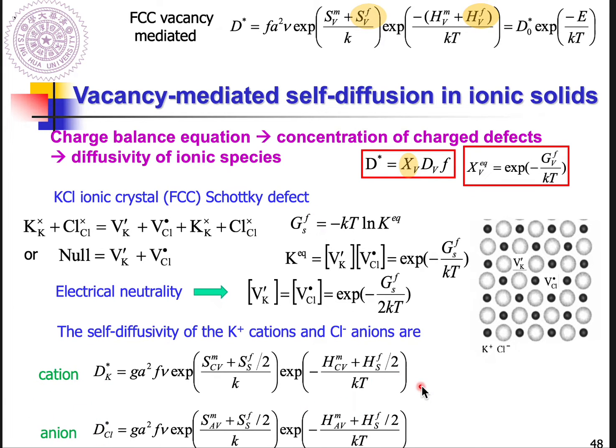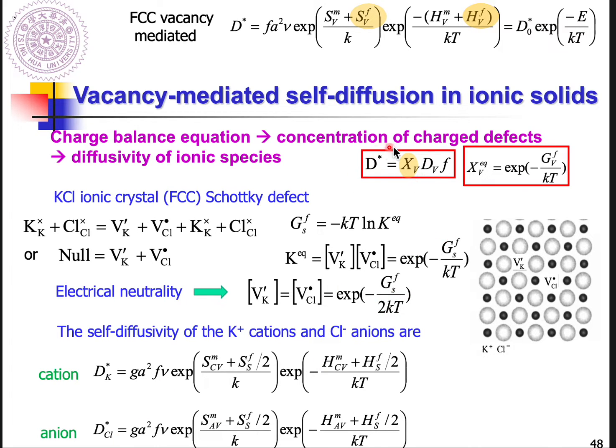Based on this concept, and also since the Schottky defect means the formation of pairs of vacancies, the number of V_K will be the same as V_Cl. So this equation means that there is a Schottky defect formed in your material. The equilibrium can be written as an exponential of the Schottky defect formation energy divided by kT, and this will equal this. So you can get V_K equals V_Cl equals exponential minus the Schottky defect formation energy divided by 2kT.